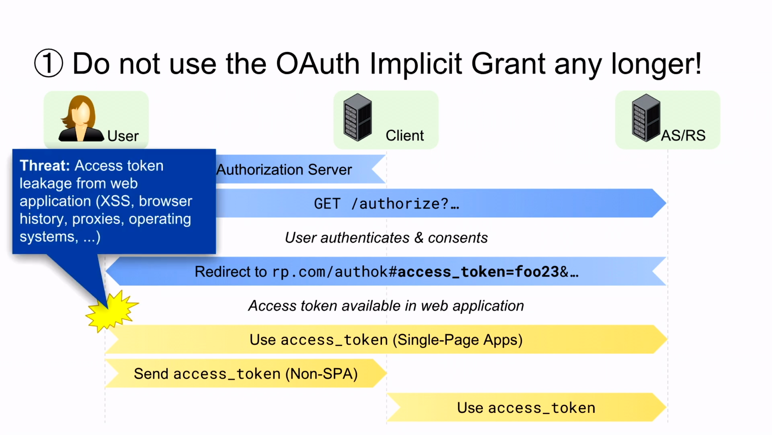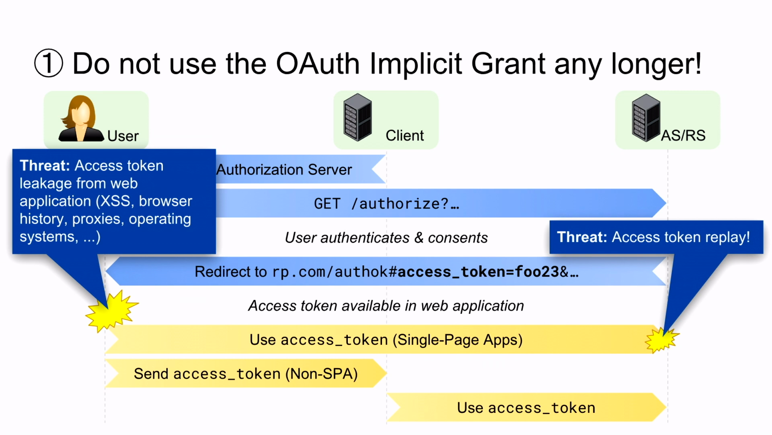For example, the access token is contained in a URI. URIs can leak from or they are in your browser history, they can end up in proxies, they can be logged by operating systems, and of course, the access token being available to the JavaScript here makes it susceptible to cross-site scripting. So this is kind of dangerous.